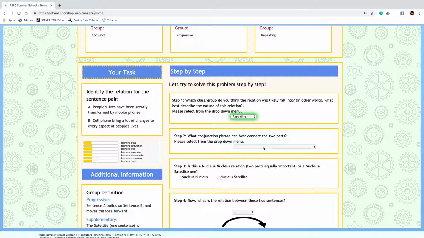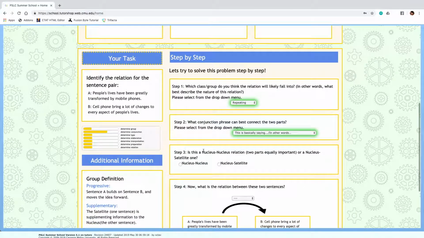So what conjunction phrase can best connect two parts? If we know that it's repeating, then we know the connectives best used here should be this is basically saying, or in other words. And you can see that the skill of this determined conjunction was increased by your correctly choosing the answer. So is this a nucleus-nucleus relation or nucleus-satellite one? If they are repeating, which should it be?